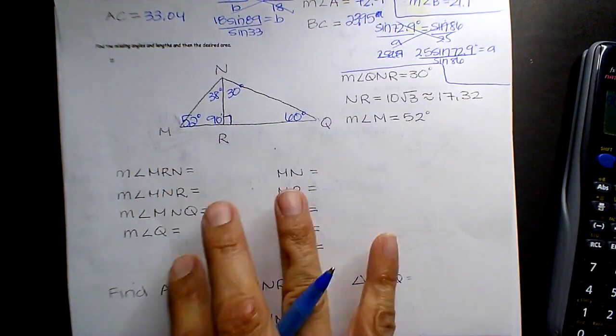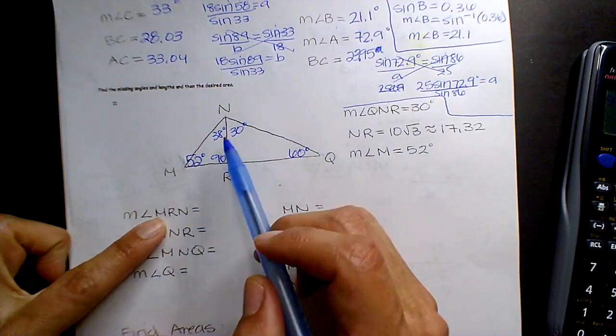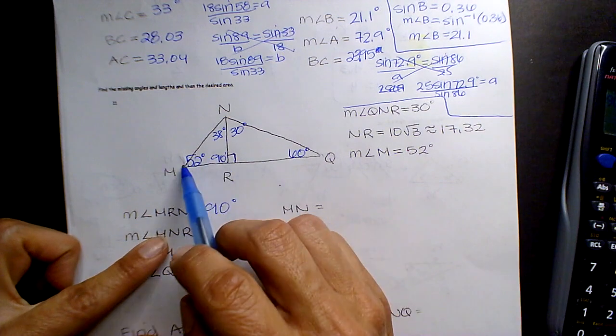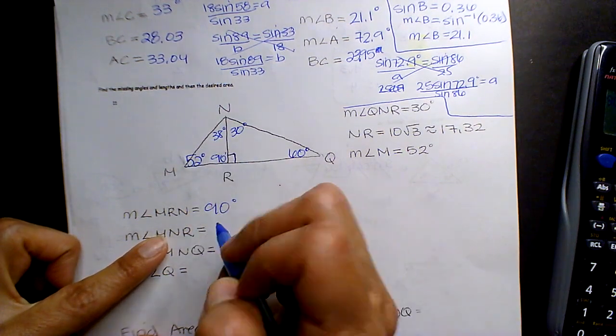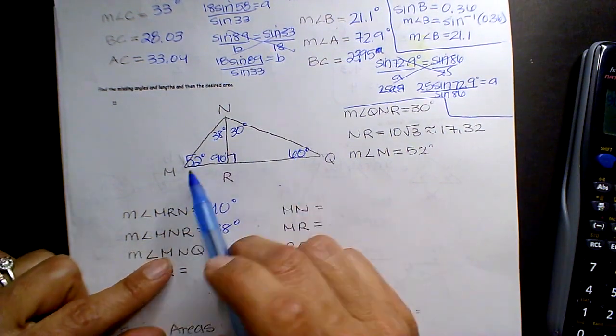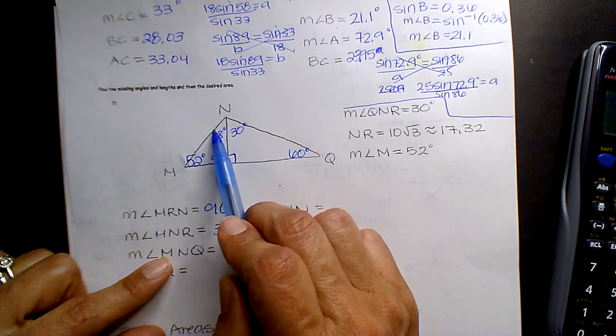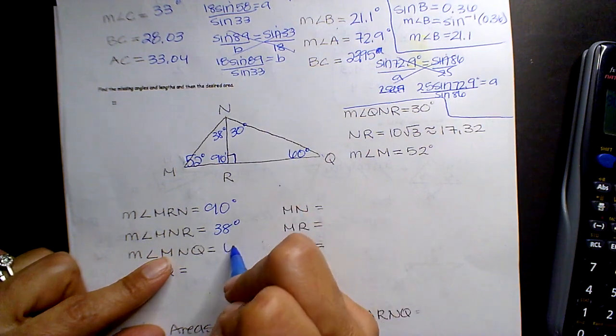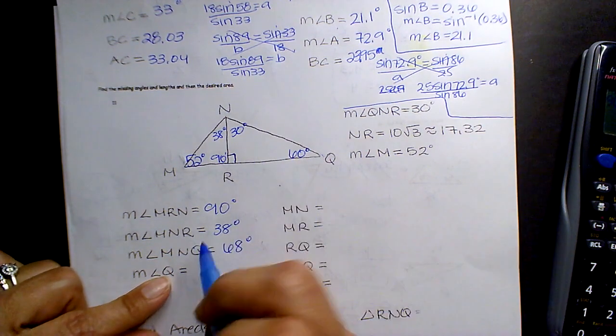Okay, so now you can fill out the angles. So MRN, that's 90, MNR, that's 38, MNQ, that's the big one, so 38 and 30 makes 68, and then Q is 60.